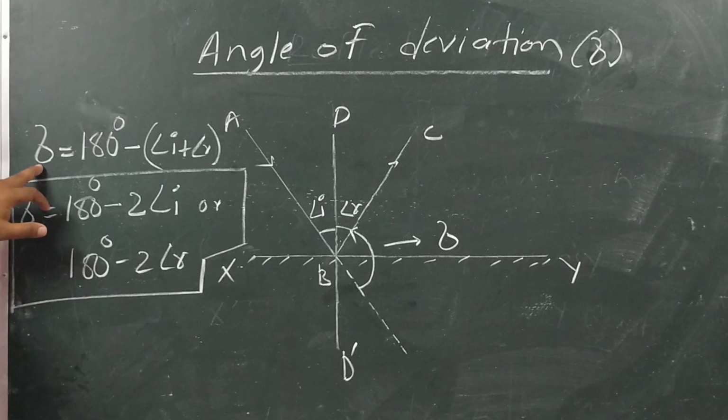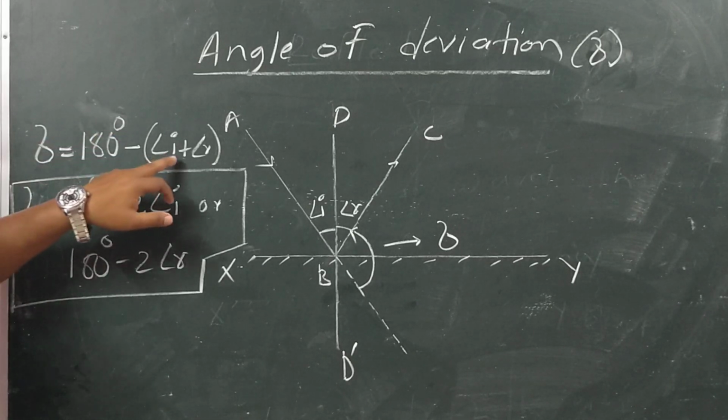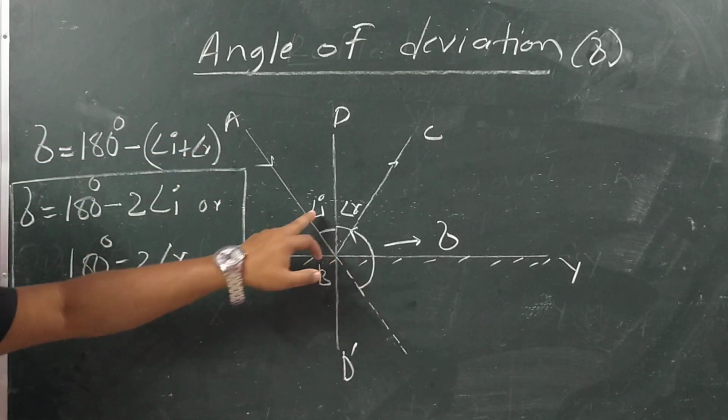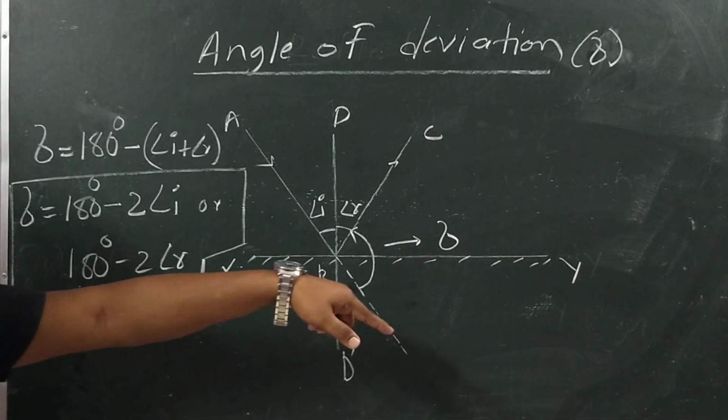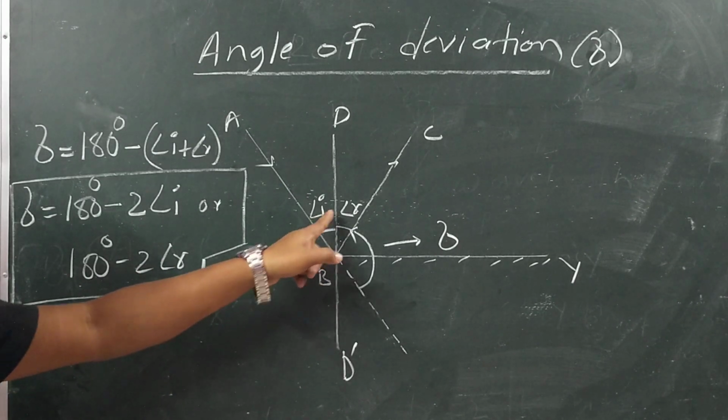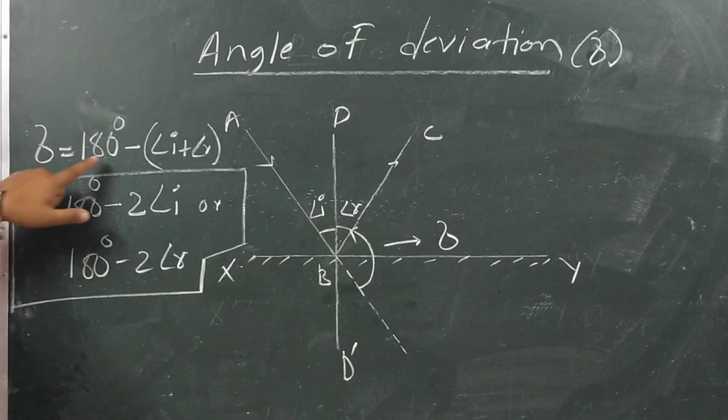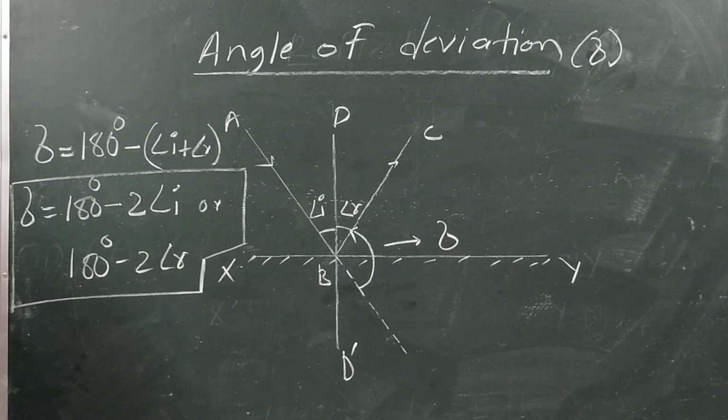Remember, delta is equal to 180 minus (angle I plus angle R). This whole angle is 180. So if I need to find this angle delta, I need to subtract angle I plus angle R, that is 180 minus (angle I plus angle R).